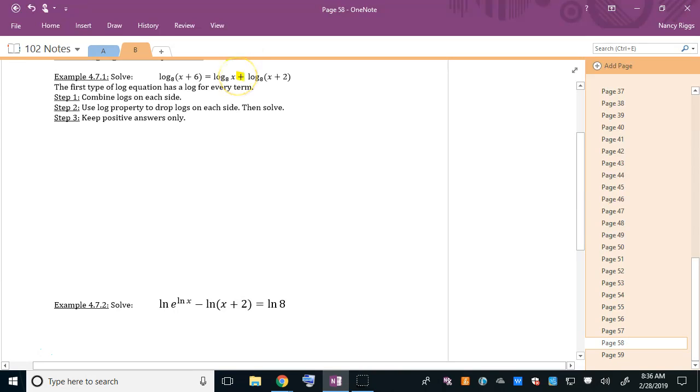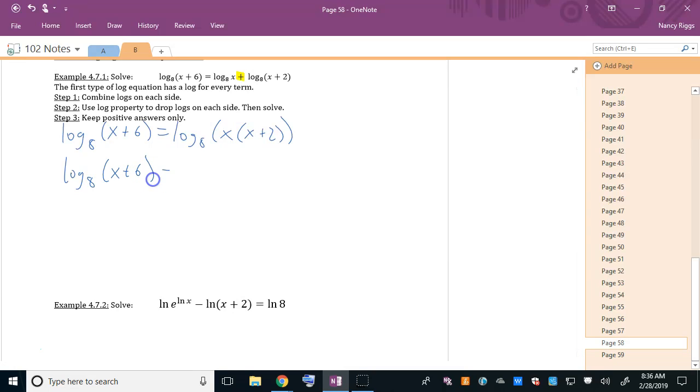So over here on the right-hand side, because those logs are added, using my log properties, that means I turn that into multiplication. Again, I do have to know my log properties in order to do these. And I'm going to go ahead and multiply that out right away. I like to do my multiplication right away. So on the right-hand side, I get x squared plus 2x.